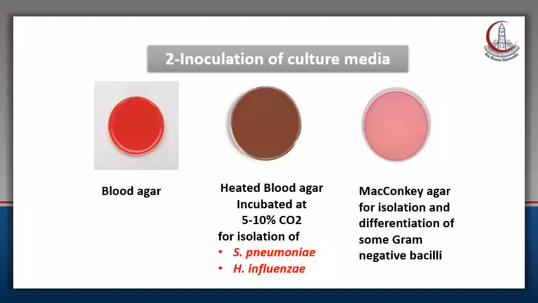So from all culture media, we choose blood agar appearing red and opaque, heated blood agar, which is called also chocolate agar, and should be incubated at 5 to 10% carbon dioxide incubation for the isolation of Strep pneumoniae and Haemophilus influenzae organisms. And the last one is the MacConkey agar. The MacConkey agar is appearing pink and transparent, and this is for isolation and differentiation for gram-negative bacilli, as we are remembering that it's selective and differential for gram-negative bacilli.